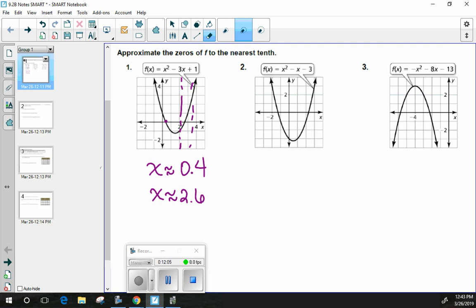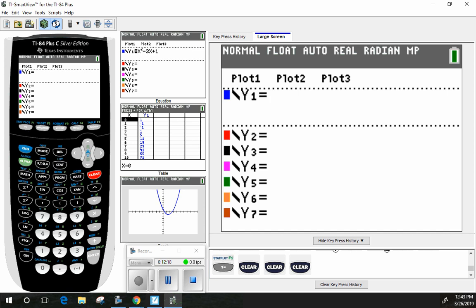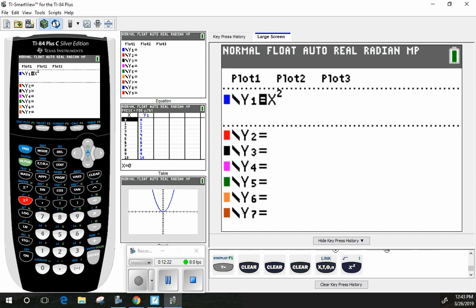Okay, let's try it again. Let's do number 2. Okay, try number 2. Let's go ahead and plug in our equation. Let's go back to y equals. This one is x squared. What is it? Minus x? Minus 3. Thank you. Minus x minus 3.